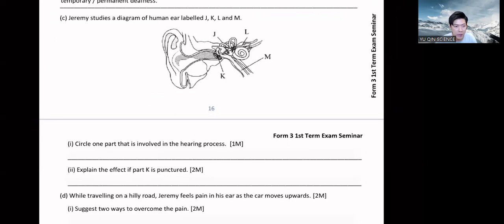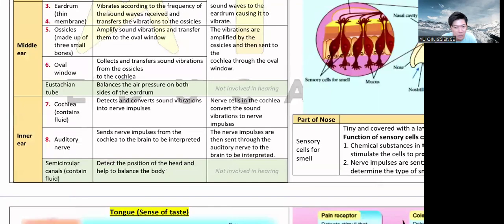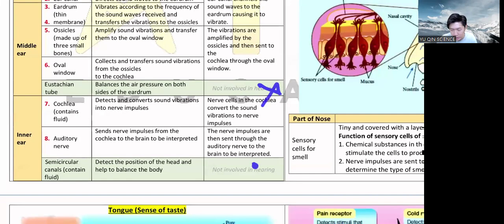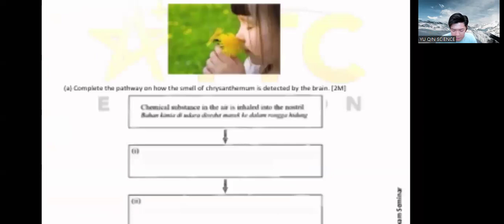Circle the part that is involved in the hearing process. So many. Okay, but I know the parts that are not involved are these two: the Eustachian tube and the semicircular canal, right? Then everything else is involved.